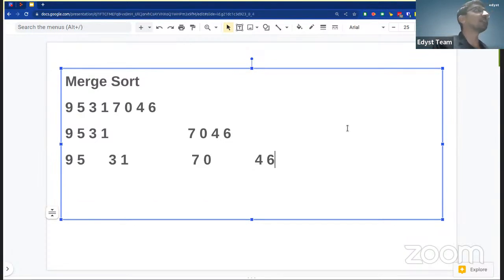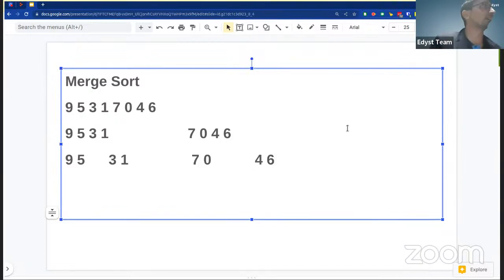Now, from 9531, if I want to generate 1359, what will I do? I'll sort 95 as 5, 9. I'll sort 31 as 1, 3. Then I'll combine them and get 1, 3, 5, 9. Everybody understanding this part? Same thing with 70, which becomes 0, 7. What does 4, 6 become? It remains 4, 6. Okay, very good.